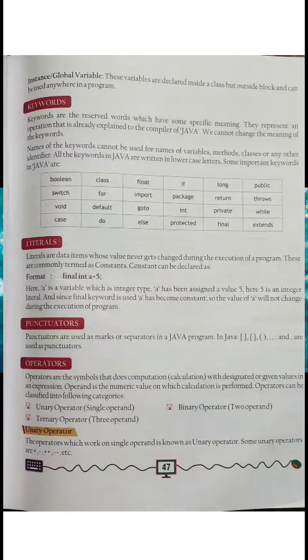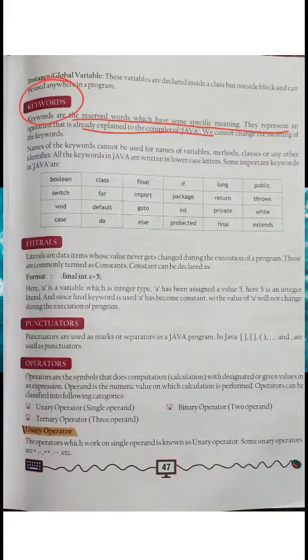Now keywords are reserved words which have some specific meaning. They represent an operation that is already explained to the compiler of Java. Already explained, we can say predefined. It is already explained to the compiler of Java, and if we are using any keyword, we need not provide any instruction related to that word.